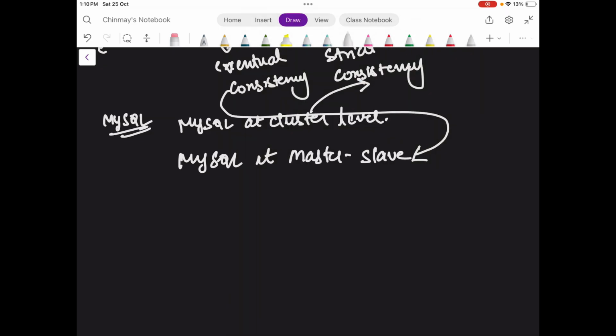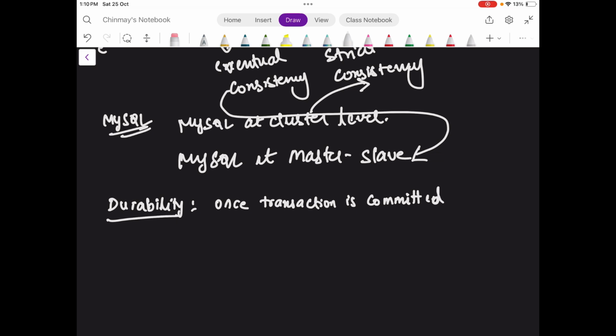Now we will talk about durability. What durability says is, once a transaction is committed, even if the database crashes, it will sustain or persist. This is what durability is about.